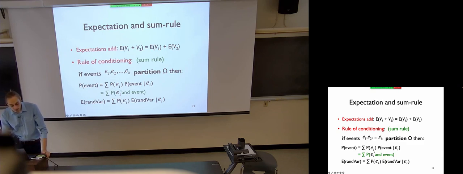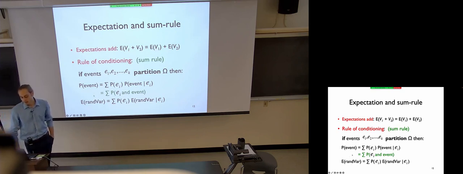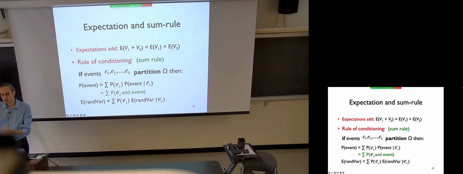So P of event is equal to the sum over all these EIs, P of EI times P of event given EI. And by the previous rules, this is equal to P of EI and event. So this gets marginalized out, and this is equal to P of event. The same holds for a random variable. So basically, we can add these new events and then marginalize them out, and we'll use that a lot in some of the exercises.